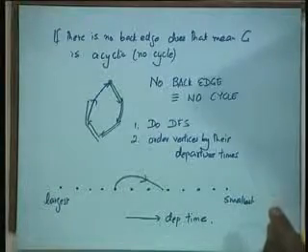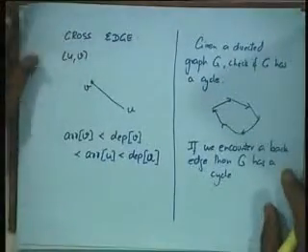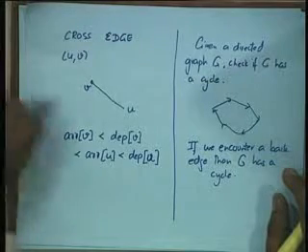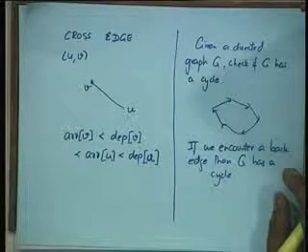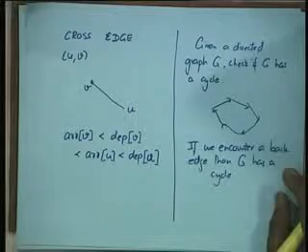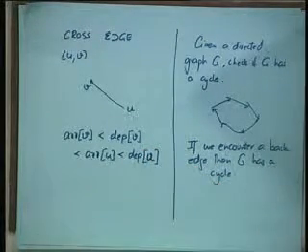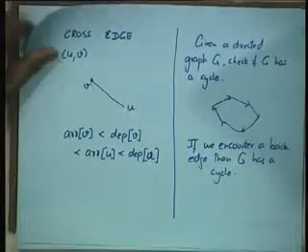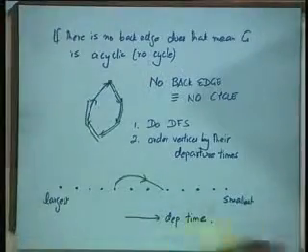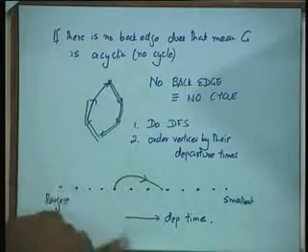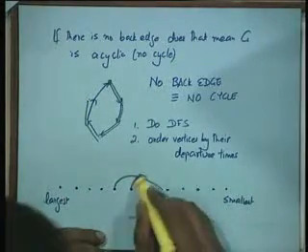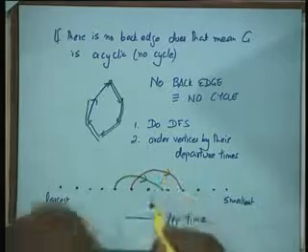Okay. Let's look at a cross edge now. For a cross edge uv, the departure time of u is again more than the departure time of v. So, a cross edge would also go from left to right.